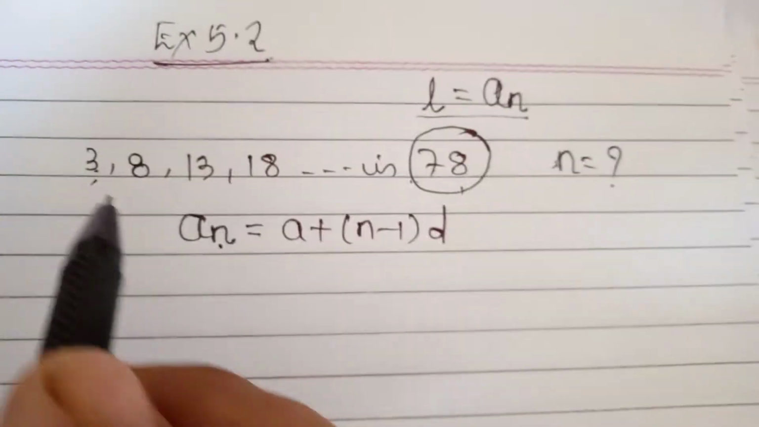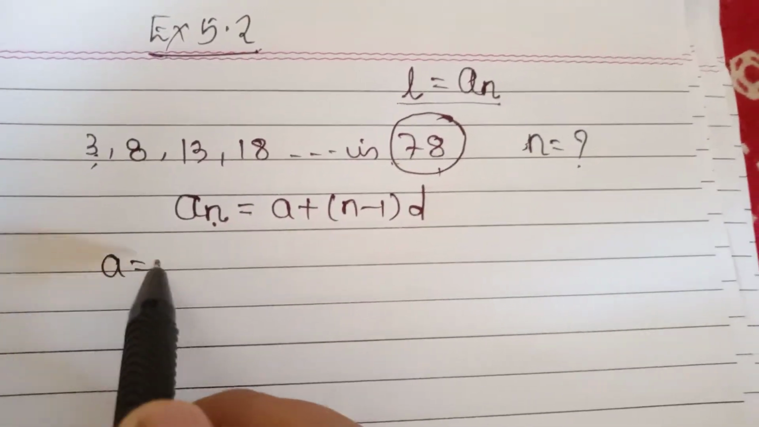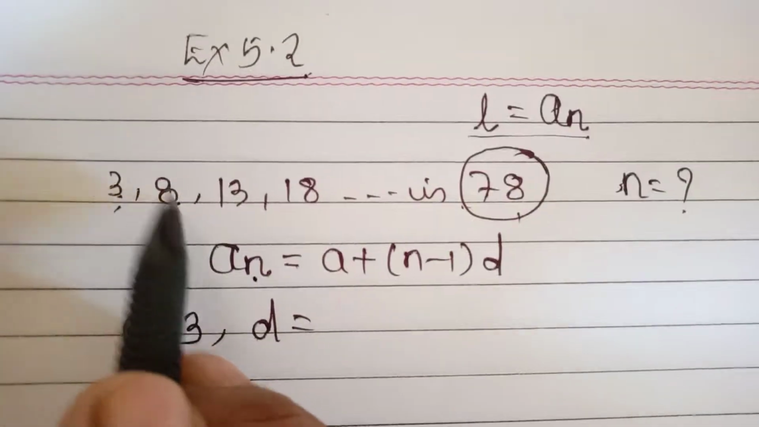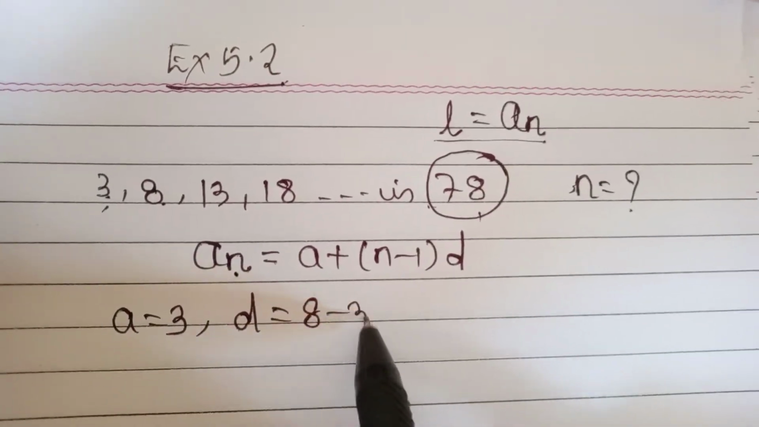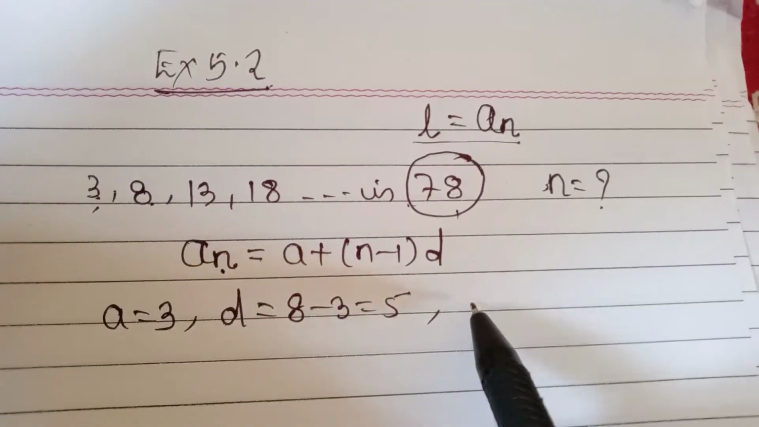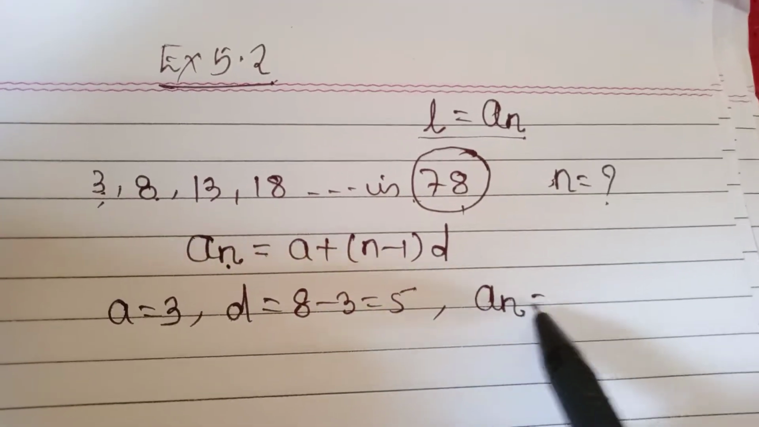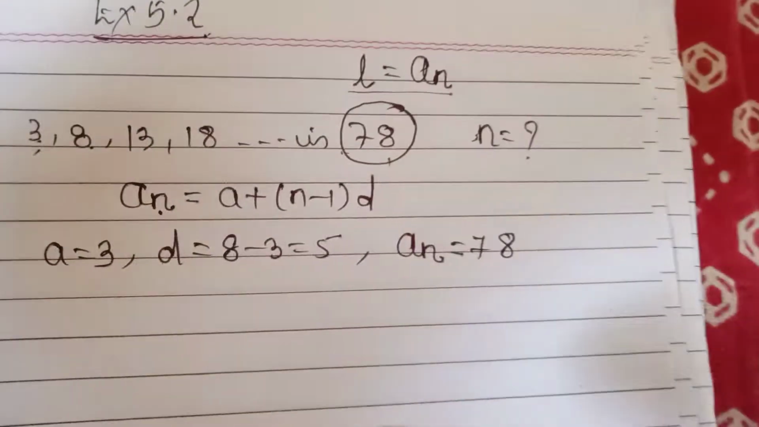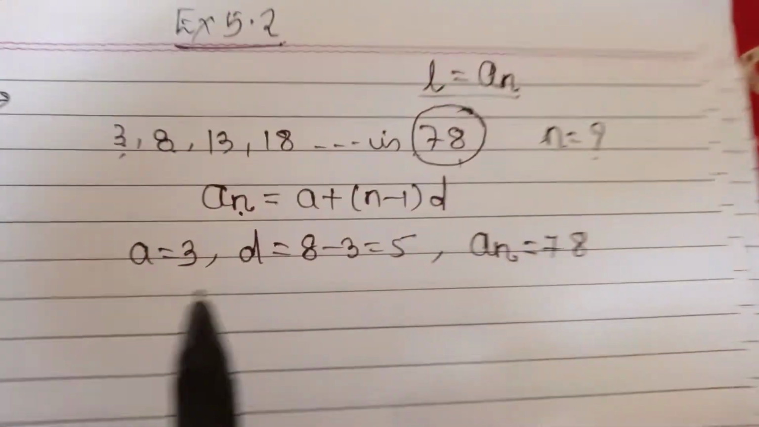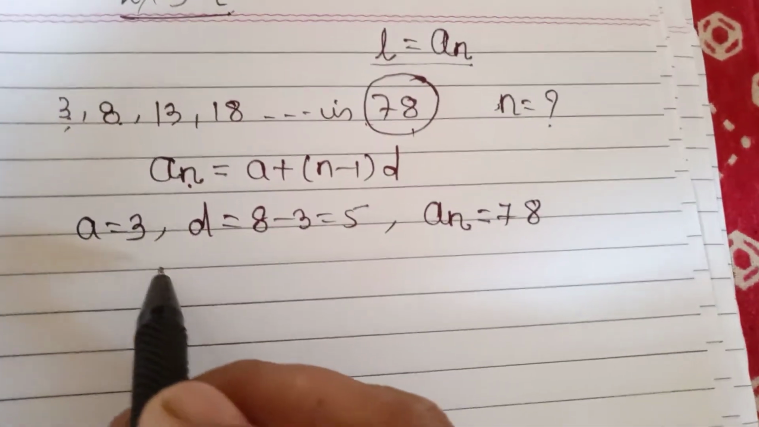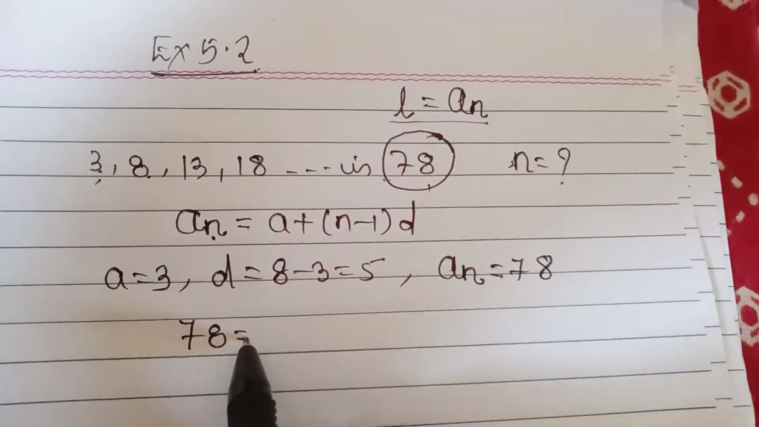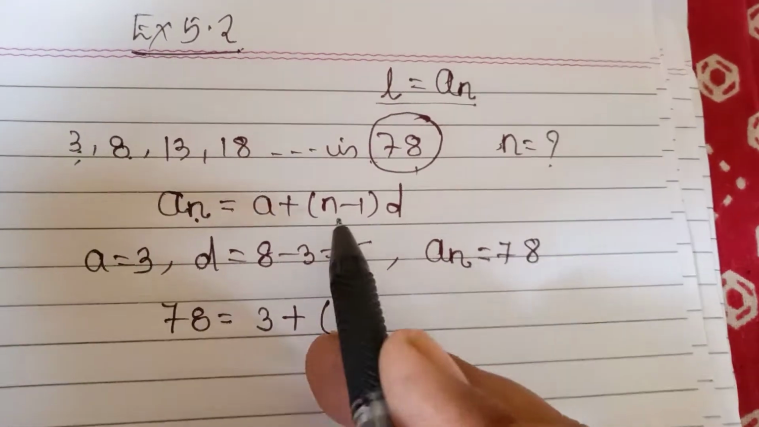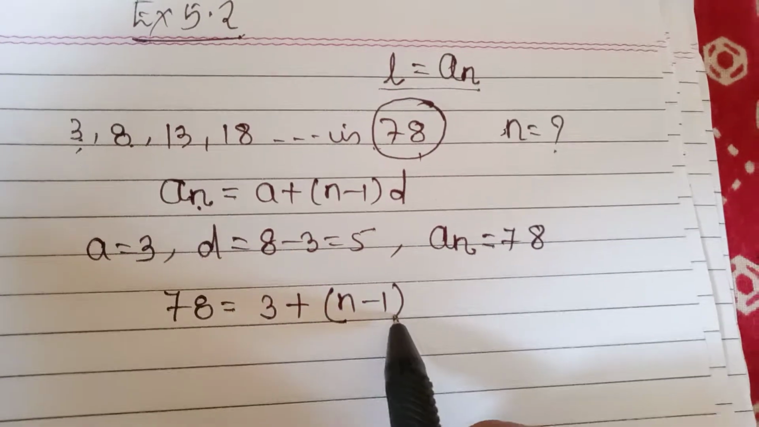So our given is a is equal to 3, that we know. D, since it is an AP, we just subtract the first term from the second term: 8 minus 3 is equal to 5, and the value of an is given as 78. Such types of questions you also solved in question number 1, a little bit of revision. So put in the values: an is equal to 78, a is 3, n is not known, and d is 5.